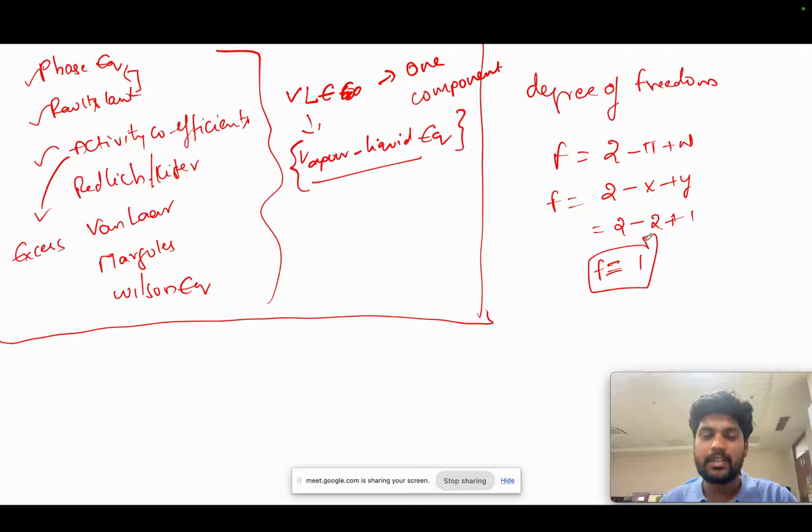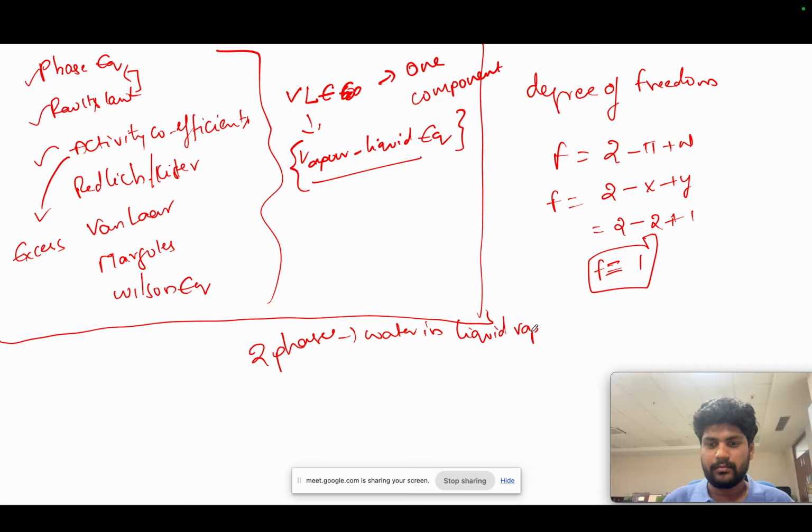One second. Can you repeat the question, because the voice is getting an echo here? If it is one component, then the phase should also be one, right? No, what I'm saying is two phases. Suppose the example is water in liquid and vapor phase. So now you have two phases, right? The component is one.